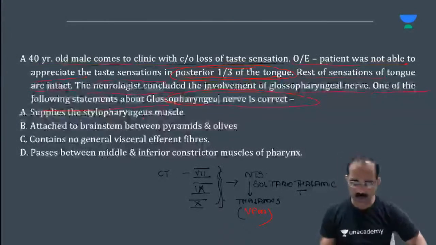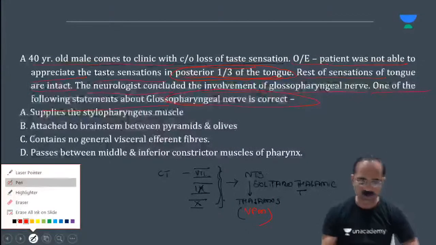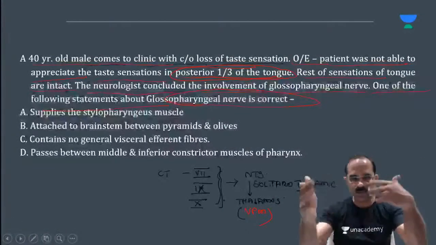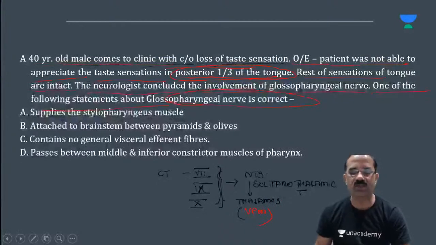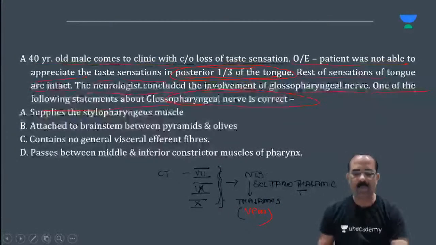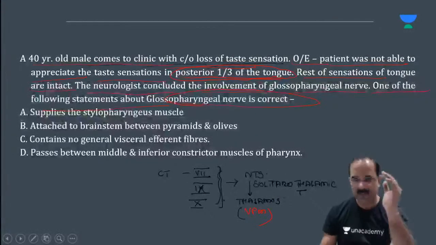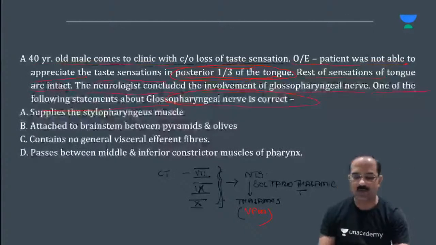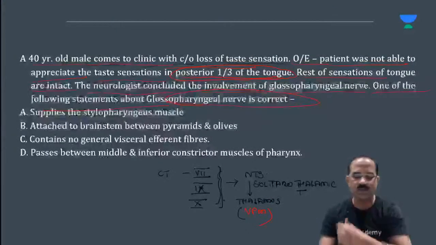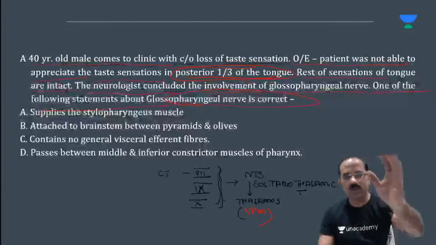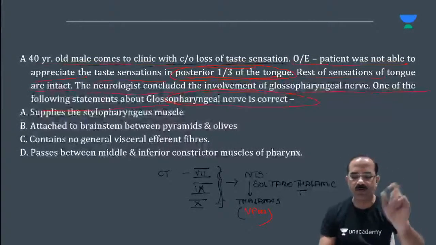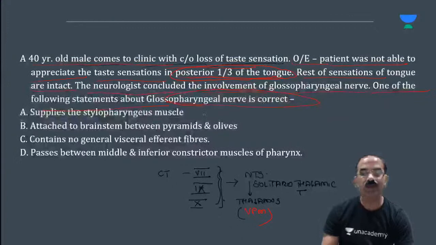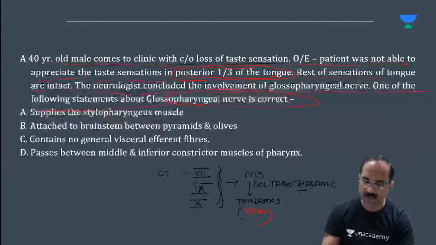What do you say? Does the glossopharyngeal nerve supply the stylopharyngeus? What do you say, students? Come on, be interactive. Answer. Yes, that's correct. Why? Because the stylopharyngeus muscle is formed in the third pharyngeal arch, and the nerve of the third arch is the glossopharyngeal nerve. So yes, the glossopharyngeal nerve does supply the stylopharyngeus muscle.